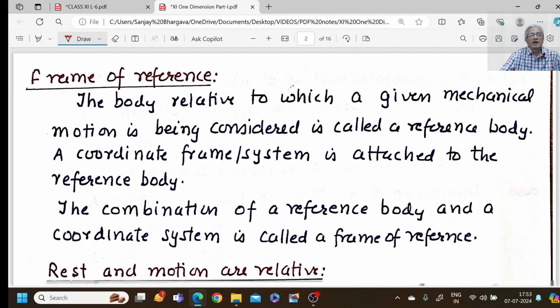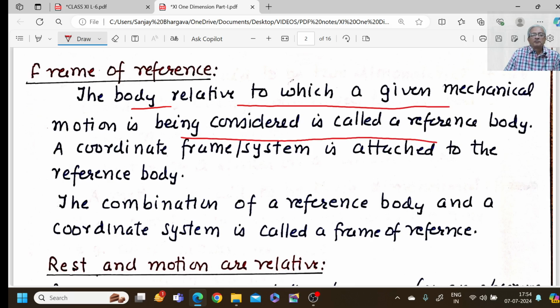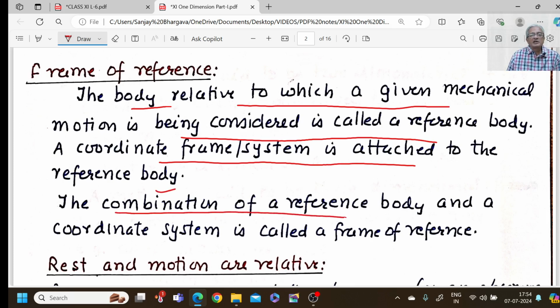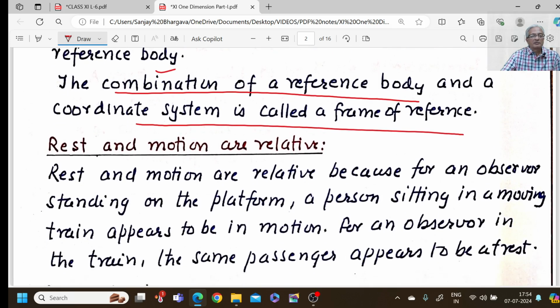Another word that we require here is the frame of reference. The body relative to which a given mechanical motion is being considered is called a reference body. A coordinate frame or a system which is attached to the reference body is called the frame of reference. The combination of this reference body and the coordinate system is together called the frame of reference. So frame of reference means something with respect to which we describe motion.